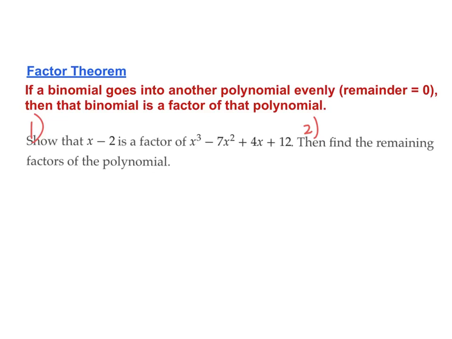To show that x minus 2 is a factor of this polynomial, I just have to divide them. And when I divide them, the remainder should be 0. If that happens, when I divide this by this and the remainder is 0, then I've proven that x minus 2 is a factor.